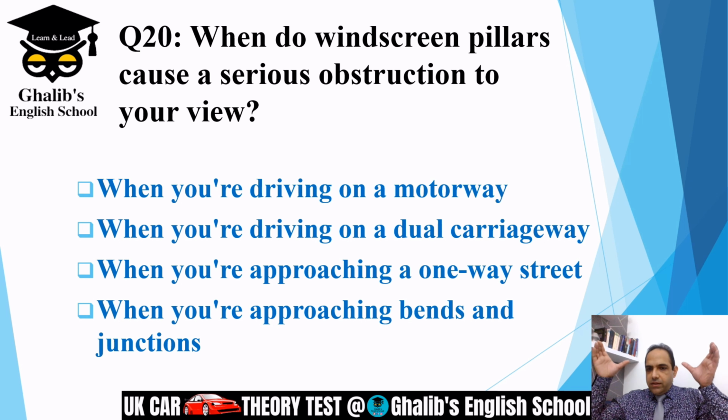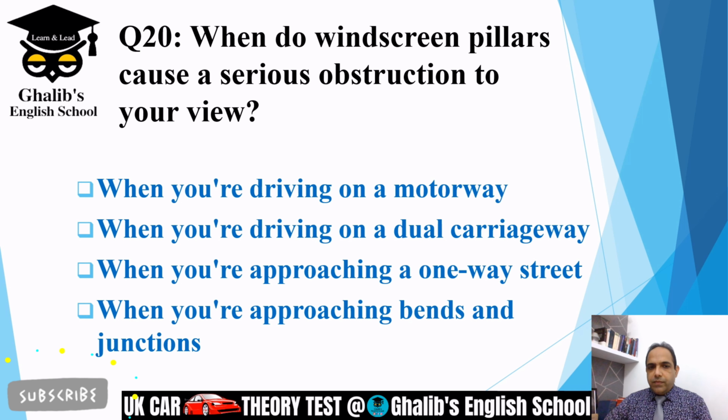Windscreen pillars are the frame of the car where you have your front windscreen and on the side you have this frame and then you have your door. So when do they cause serious problems? When you are driving on a motorway, when you are driving on a dual carriageway, when you are approaching a one-way street, or when you are approaching bends and junctions. So the correct option is bends and junctions.